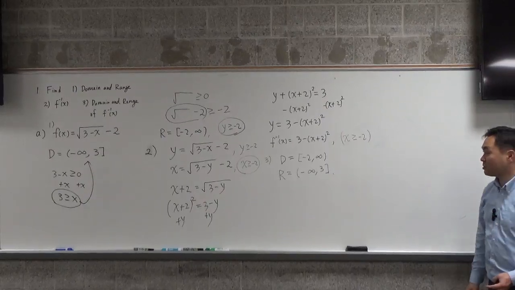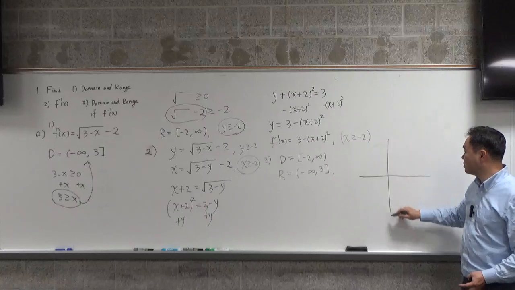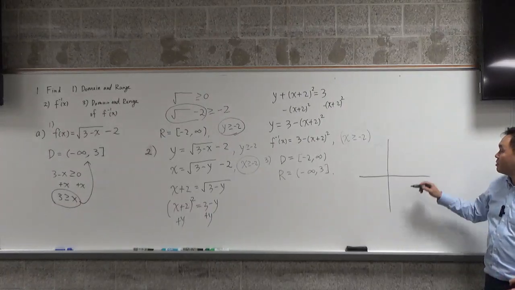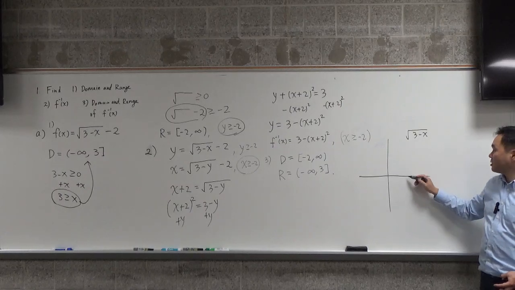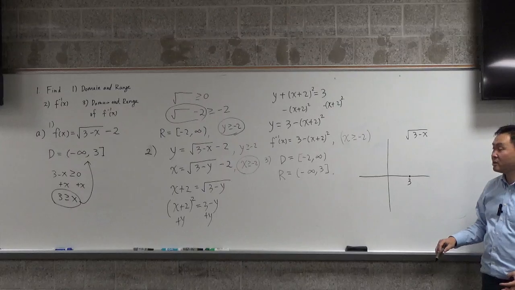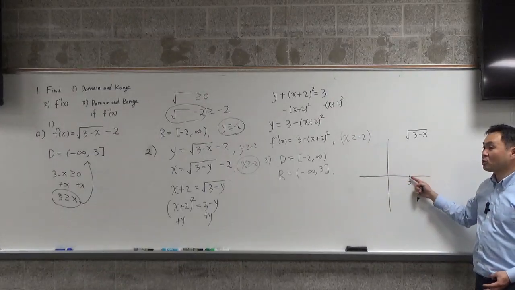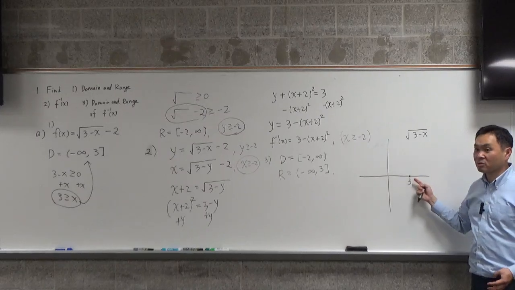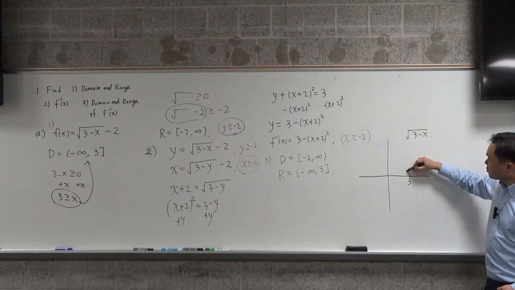Now, another way to see the same thing is, see, square root of 3 minus x is 0 when x is 3, right? And then you only have graph on the left side, and as you go further left, the value increases, right? So the value goes like this.